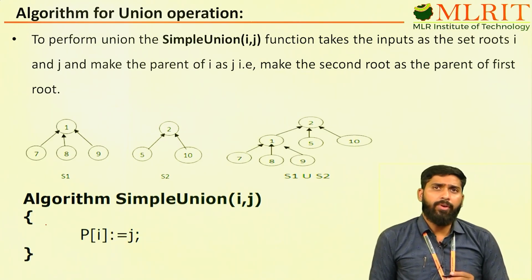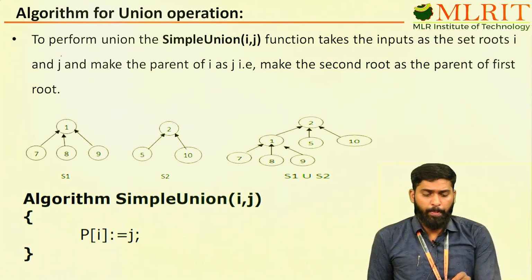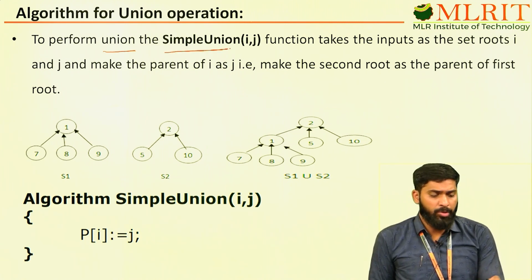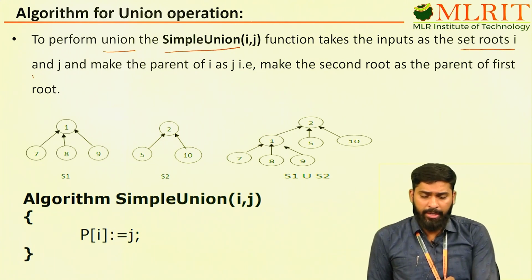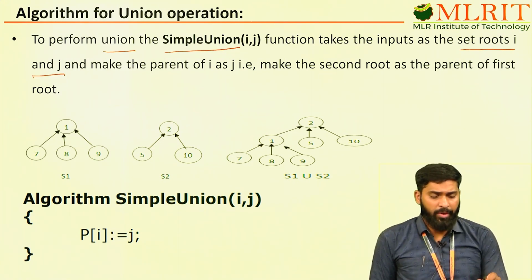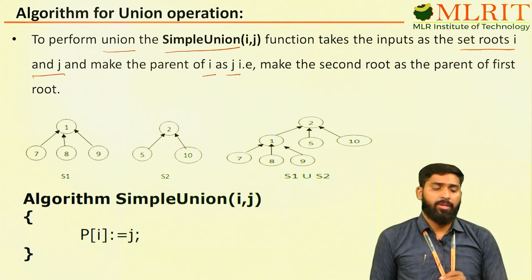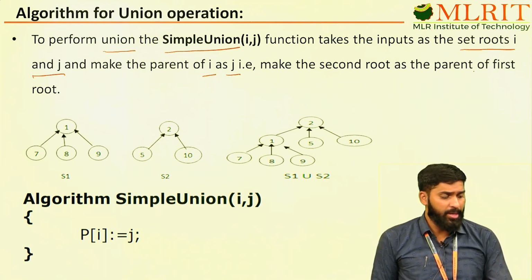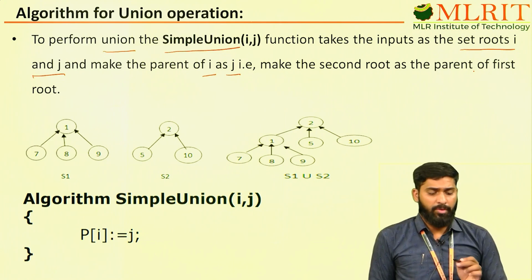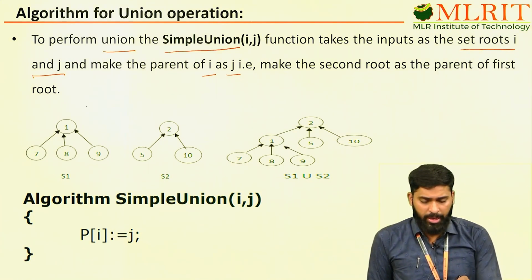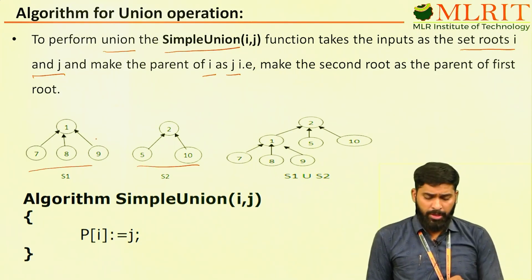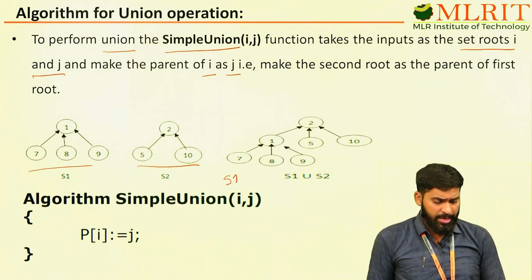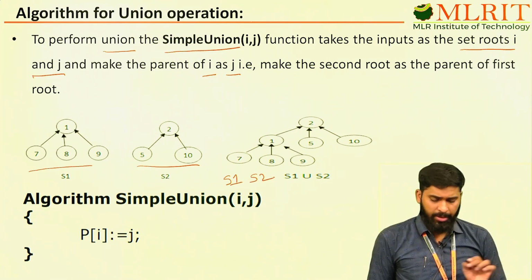Now the algorithm for the union operation. First we discuss simple union. To perform union, the simple union function takes as input the set roots i and j and makes the parent of i as j. Make the second root the parent of the first root. For example, this is S1 and this is S2. Here S1 is i and S2 is j.